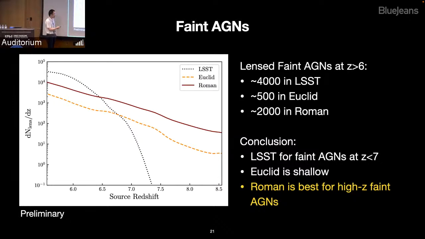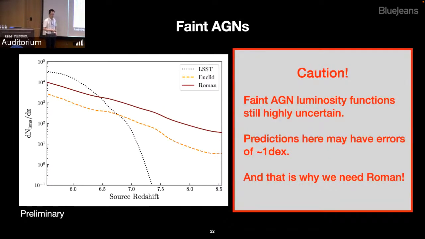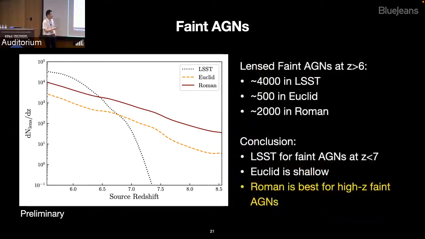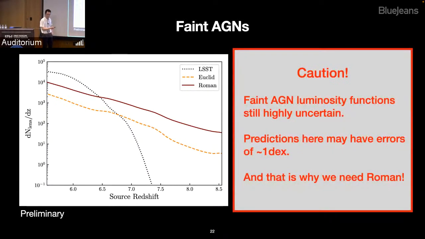And if we want to probe the redshift beyond 7 population, we do need the power of Roman. And Euclid, in this case, is probably too shallow to study these objects. Well, I think these numbers are pretty exciting to me, but before I go any further, I should say we need to interpret these results with caution, because the luminosity function of these faint AGNs is still highly uncertain. So looking at these numbers, they can easily be 10 times larger or 10 times lower. And I think that's why we need Roman, right? We want to figure out how many objects there are in the universe.